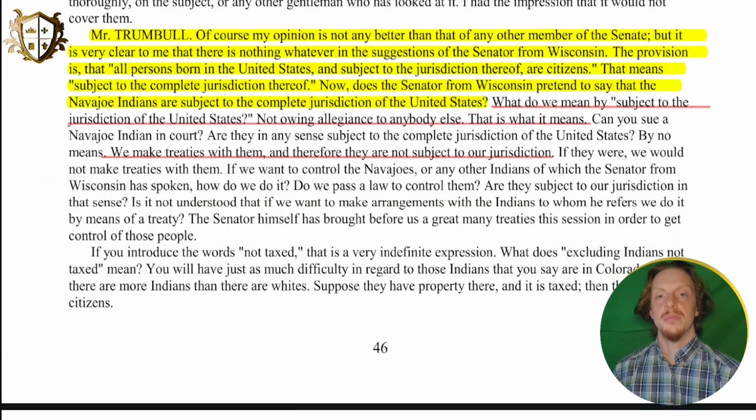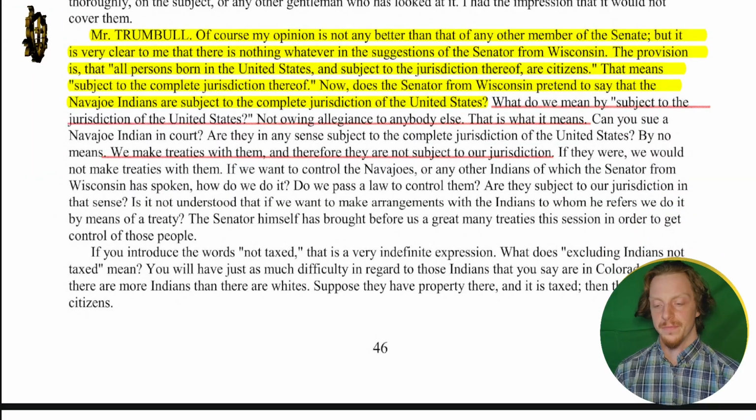And here comes Mr. Trumbull giving further clarification. He says, of course my opinion is not any better than that of any other member of the Senate, but it is very clear to me that there is nothing whatever in the suggestions of the senator from Wisconsin. The provision is that, quote, all persons born in the United States and subject to the jurisdiction thereof are citizens. That means subject to the complete jurisdiction thereof. Oh, that sounds great, right? For those who oppose birthright citizenship?